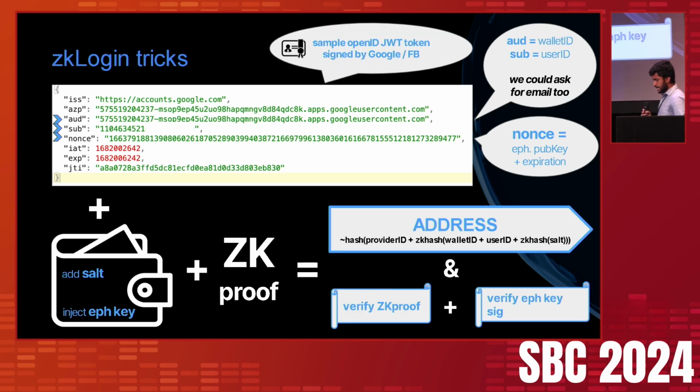But just to quickly summarize, the whole process starts with creating an ephemeral key pair, injecting that into the nonce, getting a JWT from the OpenID provider on the nonce, and then generating a zero-knowledge proof that proves its validity, and also proves the binding between the ephemeral public key and your on-chain address. And so every on-chain ZK login transaction has two parts to it: a zero-knowledge proof and an ephemeral private key signed transaction. So the zero-knowledge proof is there to bind the ephemeral public key to the address, and the ephemeral private key signed transaction is there to authorize the transaction.